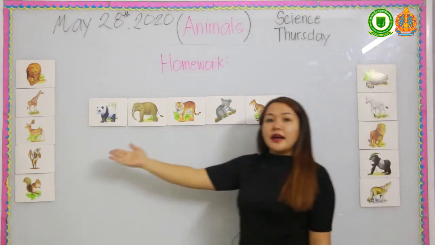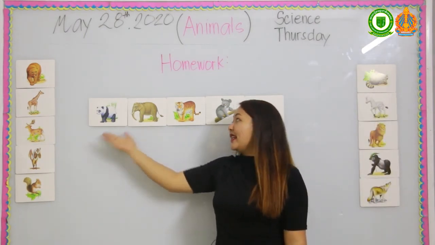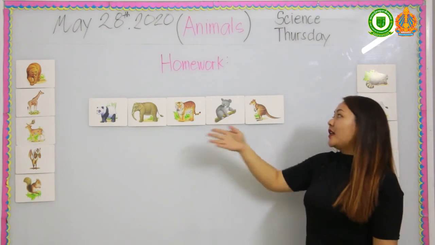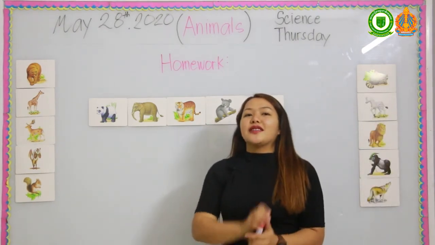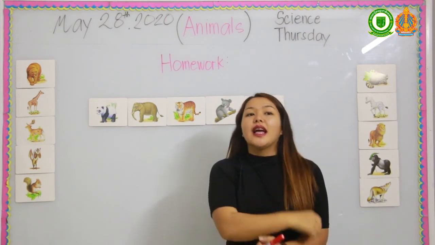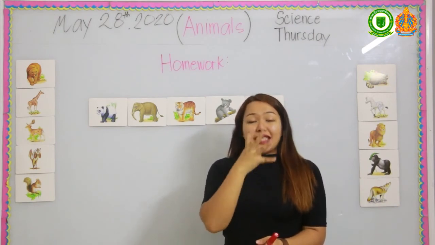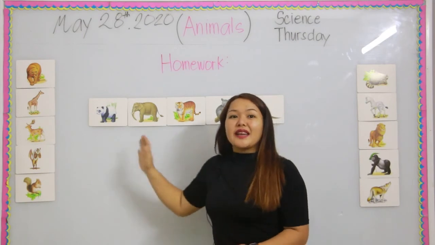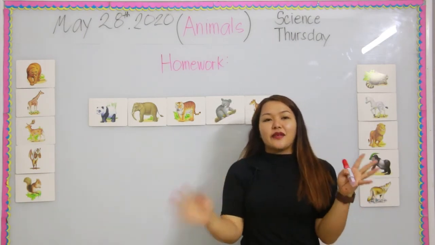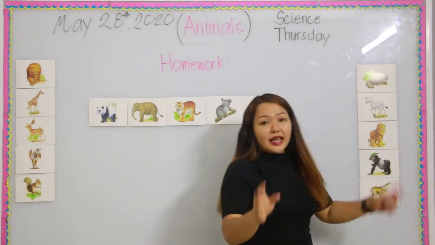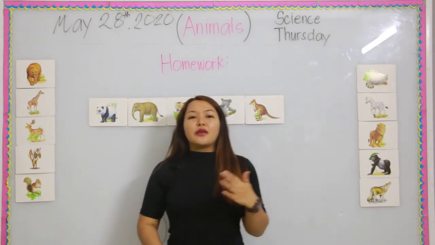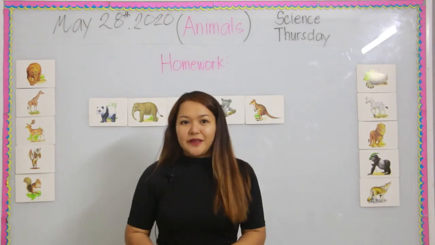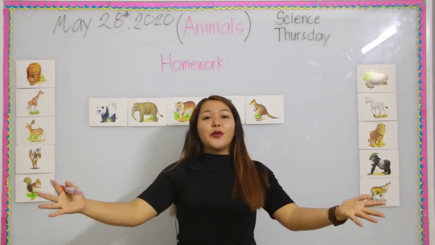So we have your panda, elephant, tiger, koala, and kangaroo. So all you need to do is to take a video or record a video saying the names of these 5 animals, and that's it. That's for your homework. Now if you want to say the names of these animals, that would be much better. Alright, so kids, that's your homework.